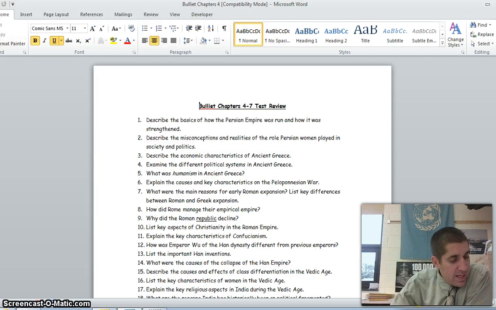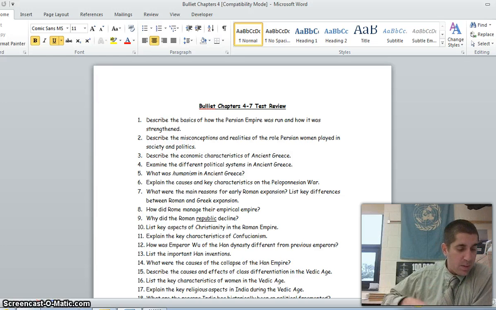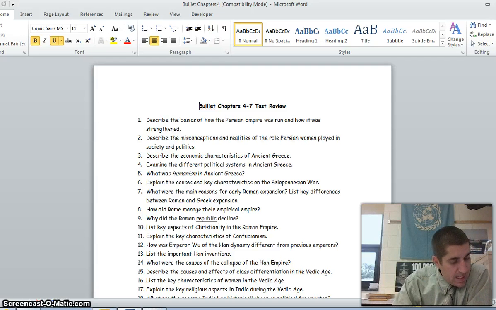14, we have corrupt government, nomad invasions, frustration of hungry peasants, and the failure of the Hans making reforms. 15 is focusing on skin color was the cause. The Aryans were the light-skinned people from the Indo-European people. The Dassas were the dark-skinned people. And this is eventually going to lead to the caste system.